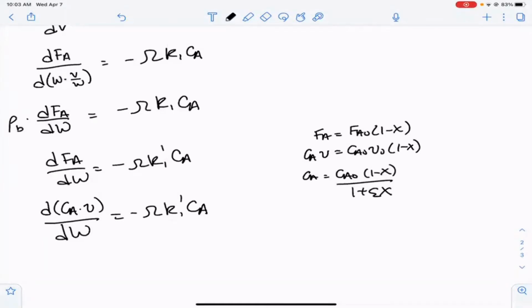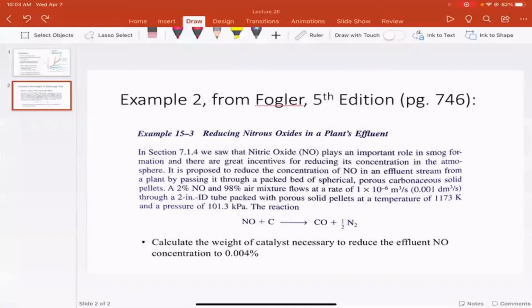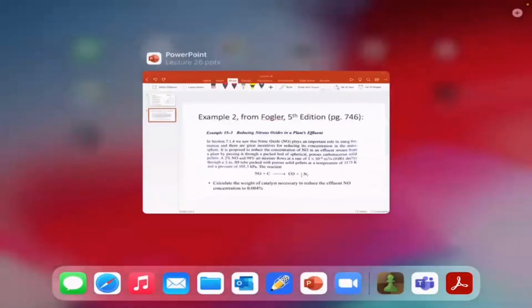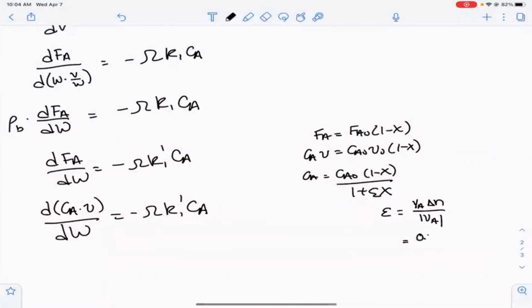But I noticed something, and so did the people in the book, that's really interesting. Let's look at epsilon here. So epsilon, we know, of course, is just the mole fraction of A times the change in the number of moles divided by the absolute value of the stoichiometric coefficient for A. Well, what is yA in this problem? Well, let's go back to the problem statement. It's 2% NO. Well, 2% NO tells us that that is 0.02 times delta N.